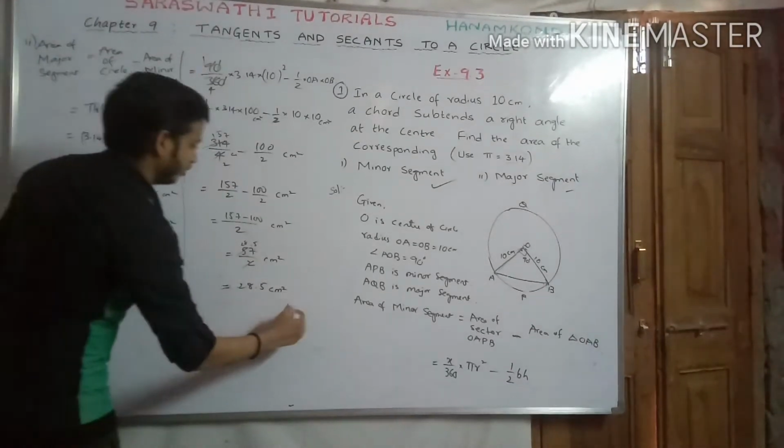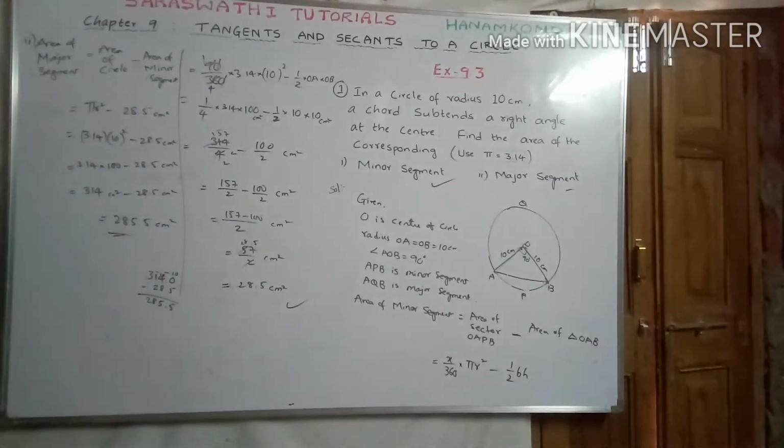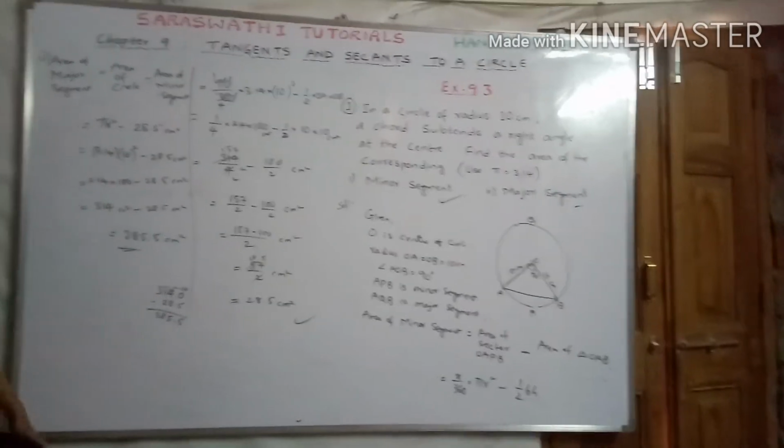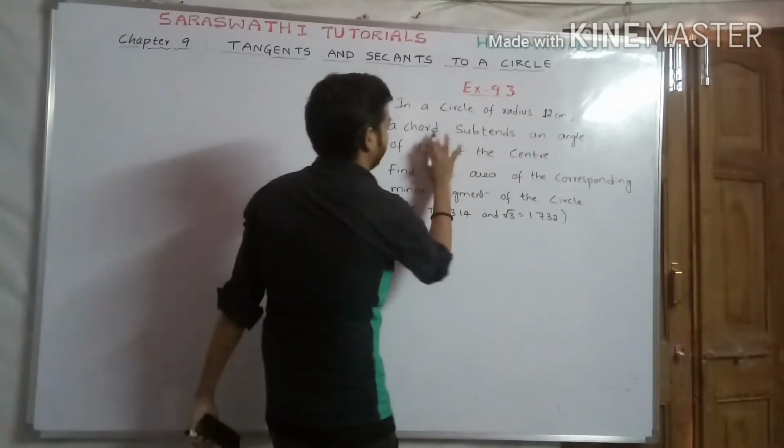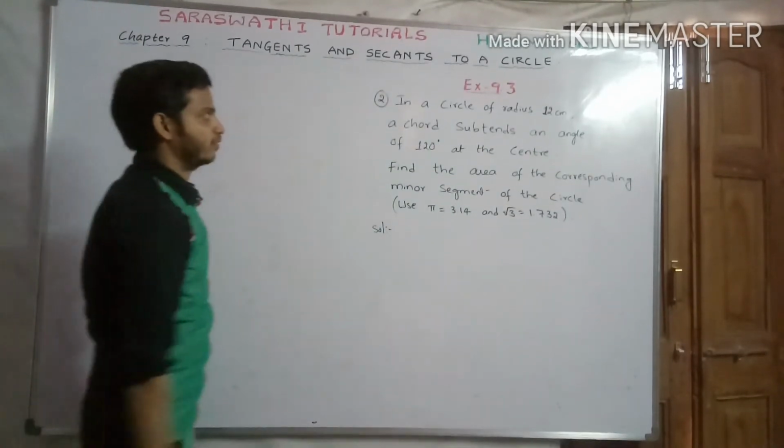Okay, area of minor segment we got 28.5 centimeters square, and area of major segment we got 285.5 centimeters square. This is the answer. The next question is, in a circle of radius 12 centimeters, a chord subtends an angle of 120 degrees at the center.